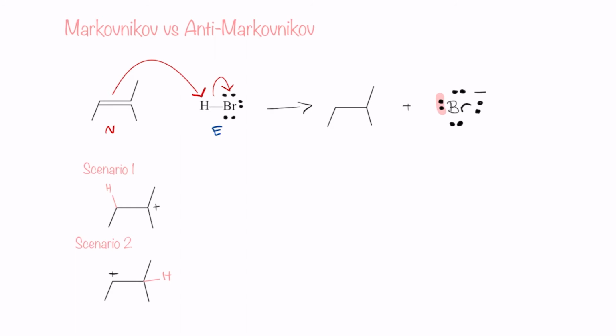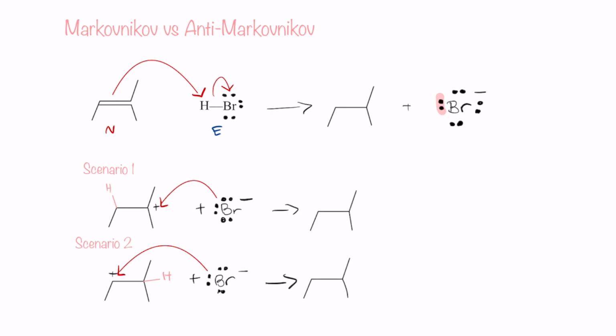So now what's going to happen is we're going to add bromine. And bromine here has a negative charge. And so now I have the lone pairs drawn in for you here. If we draw an arrow going from one of those lone pairs to the carbocation here, in both scenarios, we're going to form different products. The first product is going to look like this. And the second product is going to look like this.